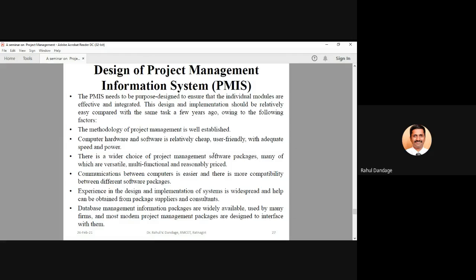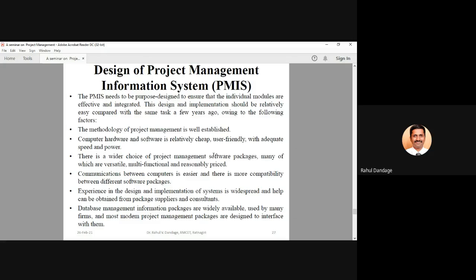The design of project management information system, PMIS, needs to be purpose designed to ensure that individual modules are effective and integrated. This design and implementation should be relatively easy compared with the same task a few years ago, owing to the following factors. So when you are going for individual modules, we should ensure that they are developed effectively, and when they are going to get integrated with the entire information system, it should be easier for integration.